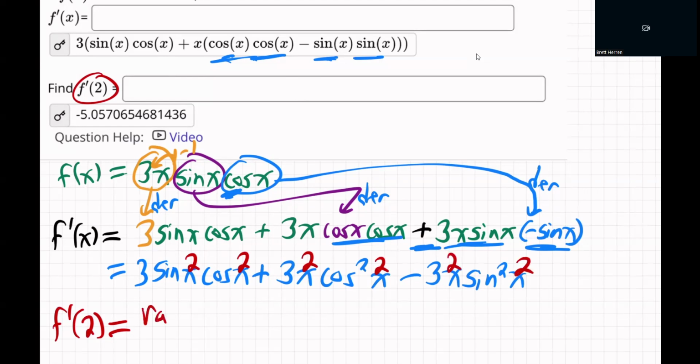Make sure you're in radian mode, because whenever we plug into a trig function in calculus, we're in radian mode unless it specifically says degrees. Make sure you're in radian mode and you'll get that number. And so that's how we do the product rule.